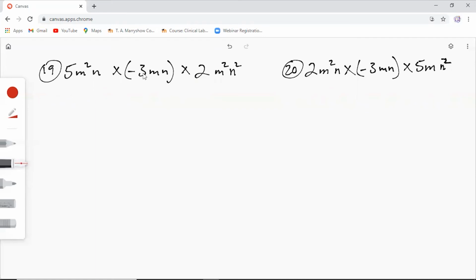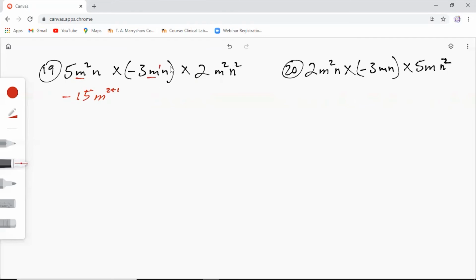So 5 times negative 3 is negative 15. So we get negative 15. m squared times m is m to the power of 2 plus 1. We have to have 2 plus 1 in the power of m, because we have to add the powers.